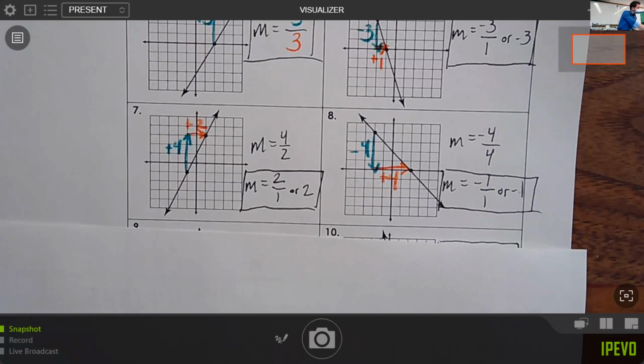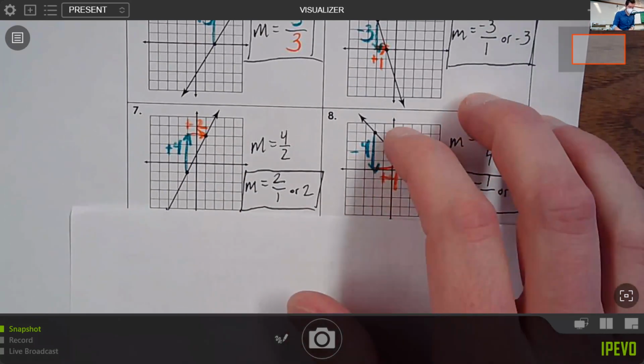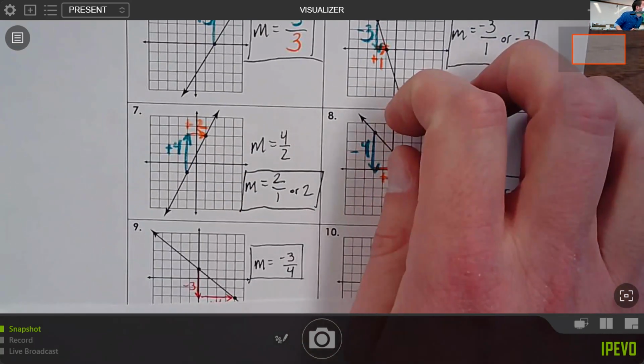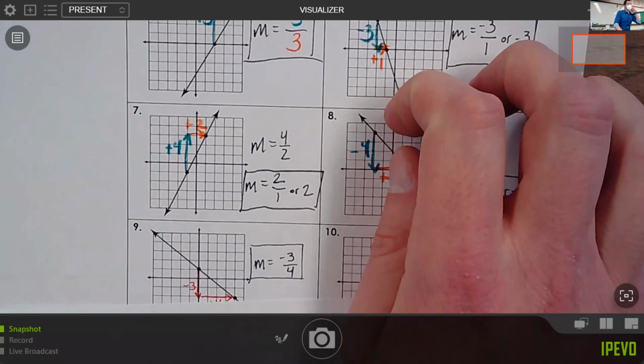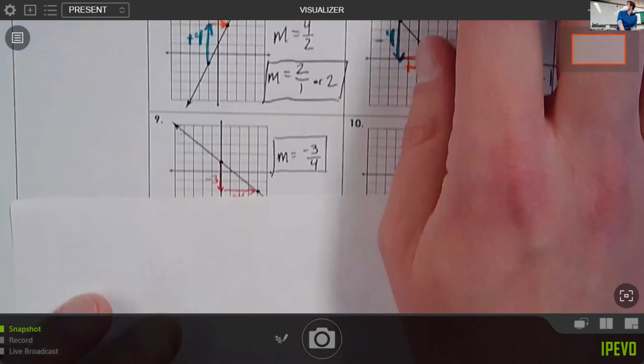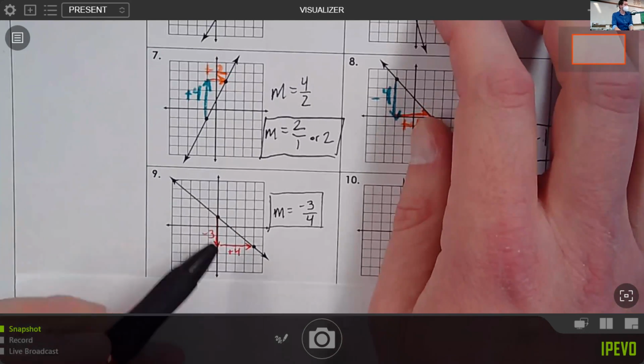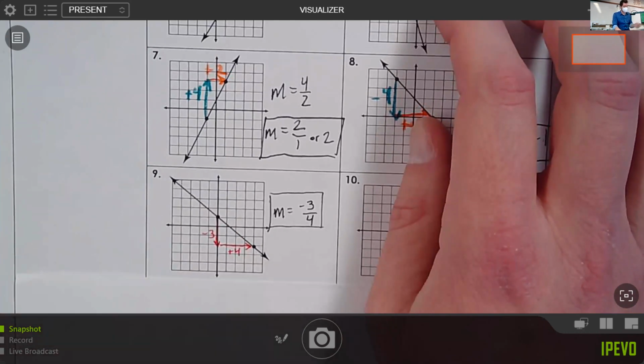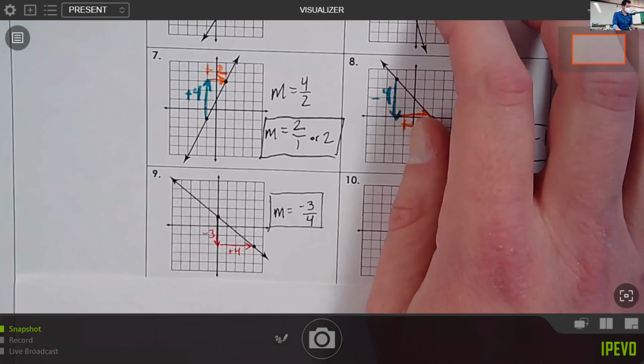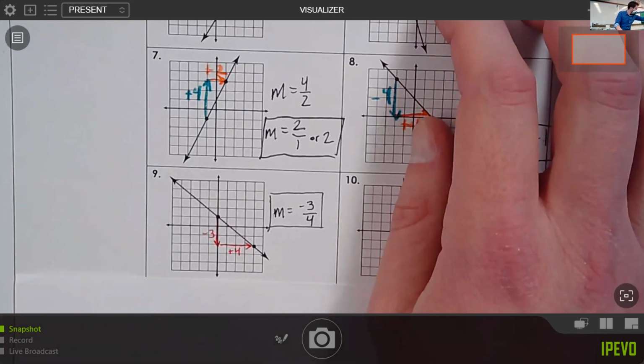First person I want to hear from is Caden. What do you have for number 9? Was that -3/4? Yeah, nice. Good. The -3/4 for number 9. So to get from this first point up here down to this point down here, it's a negative slope because we're moving in a downward direction from left to right. Down 3 over 4, -3/4. Excellent. Thank you.